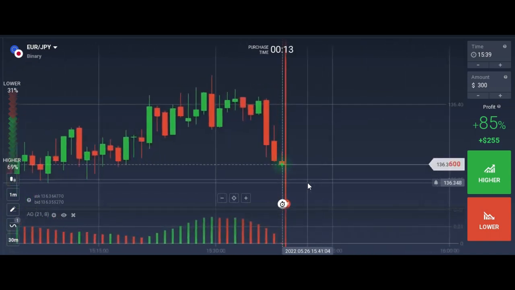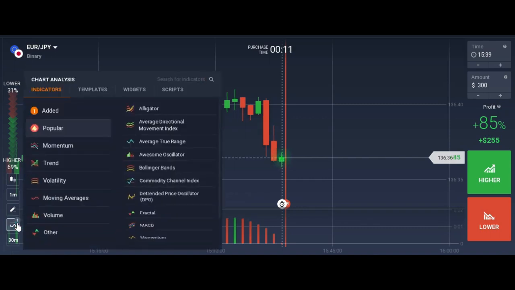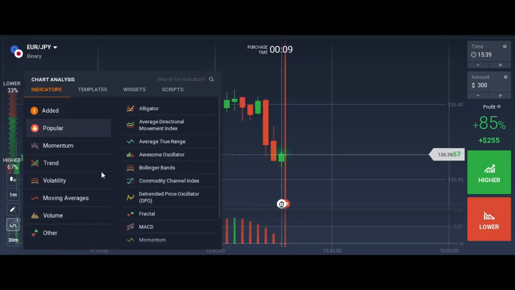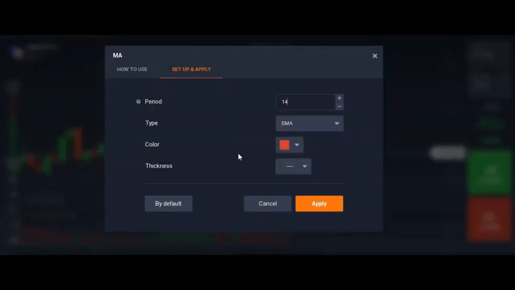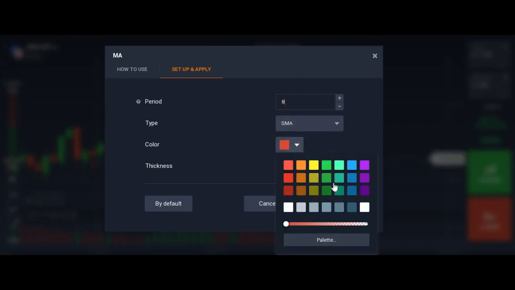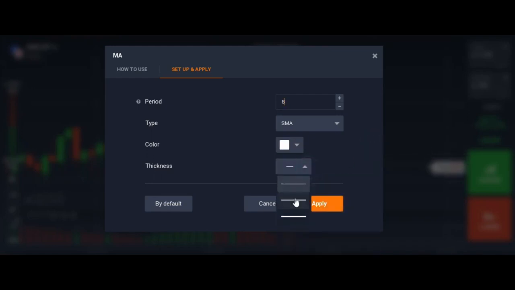Another indicator that we are going to use is the moving average. In period, we put 8. In type, we put SMA. And in color, we put white and thick line.